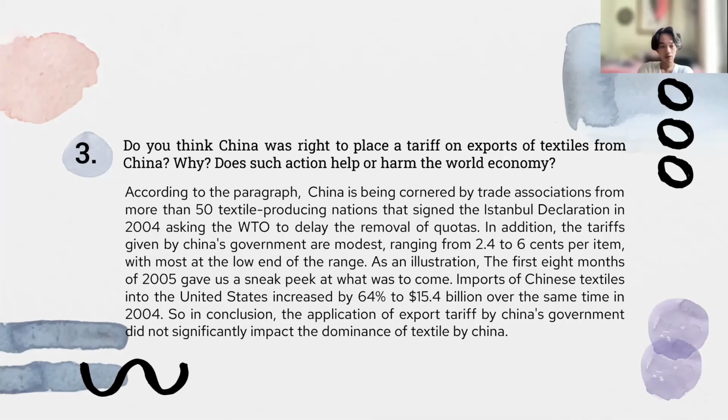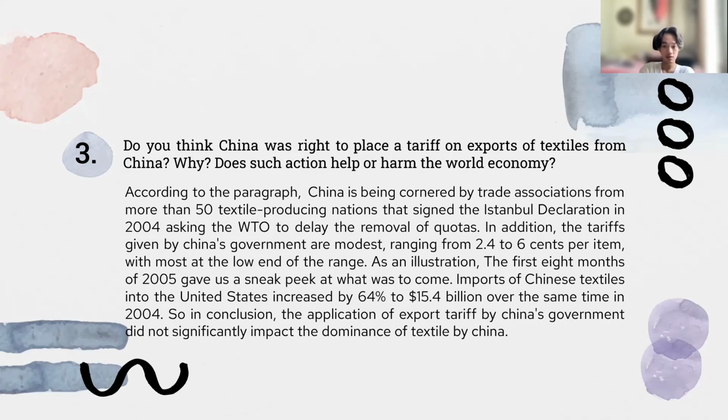Okay. The third question is, do you think China was right to place a tariff on export of textiles from China? Why does such action help or harm the world economy? So, according to the paragraph, China is being cornered by trade associations from more than 50 textile producing nations that signed the Istanbul Declaration in 2004. They asked the WTO to delay the removal of quotas. In addition, the tariffs given by China's government are modest, ranging from 2.4 to 6 cents per item, with most at the low end of the range.